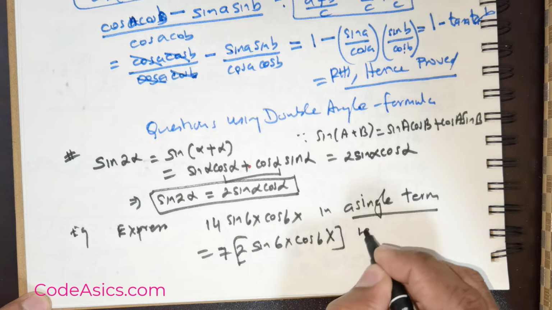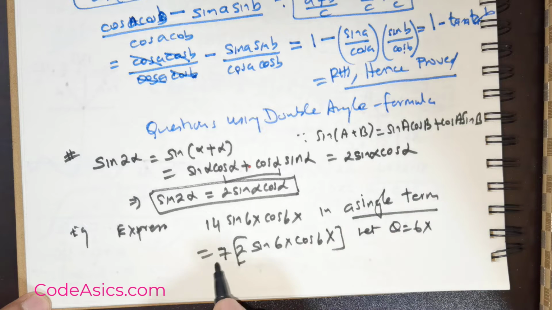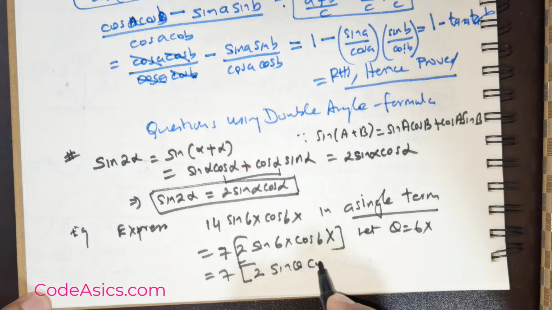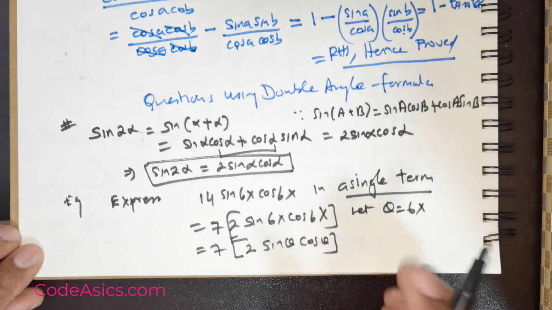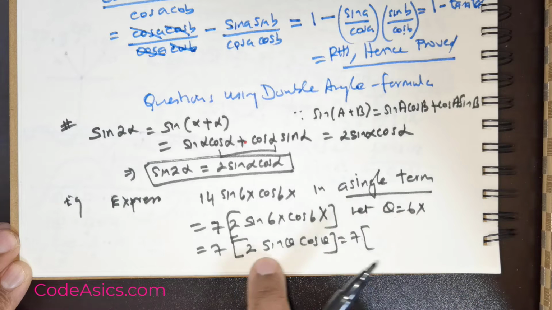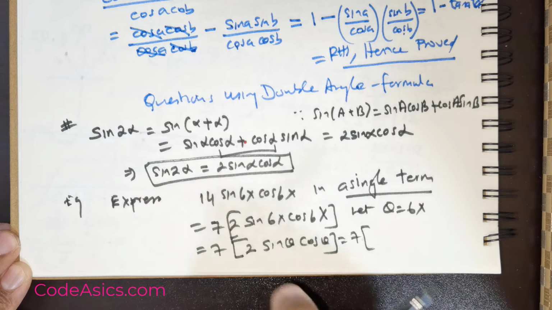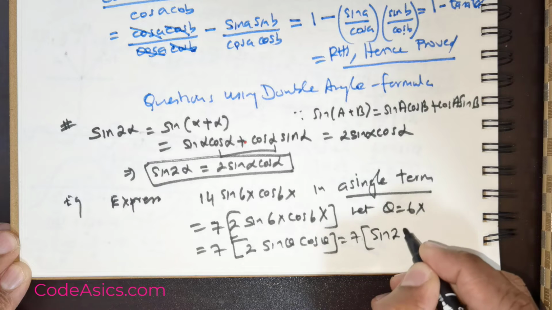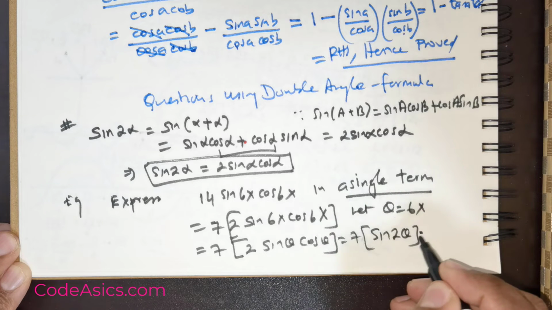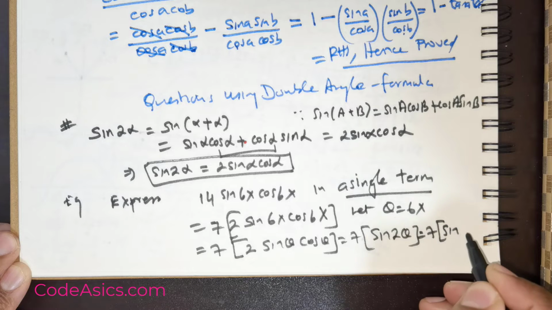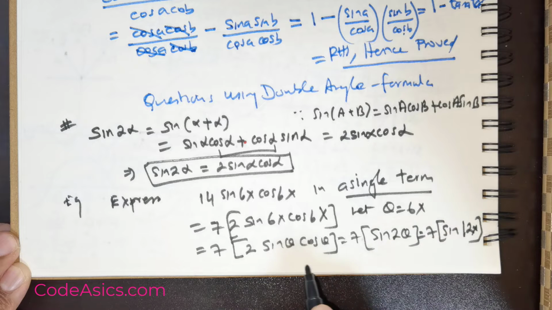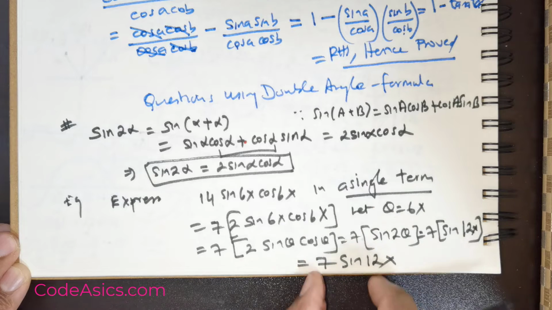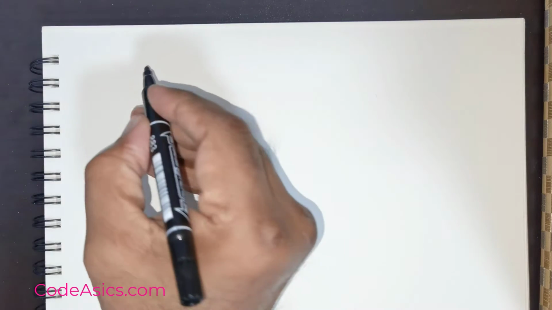If I take theta to be 6x, then this can be rewritten as 7 times 2 times sine theta times cos theta, which is equal to 7 times sine 2 theta. But my theta is 6x, so placing 6x here, it becomes 12x. So the solution is 7 times sine of 12x. That's the answer. Now let's do this question.